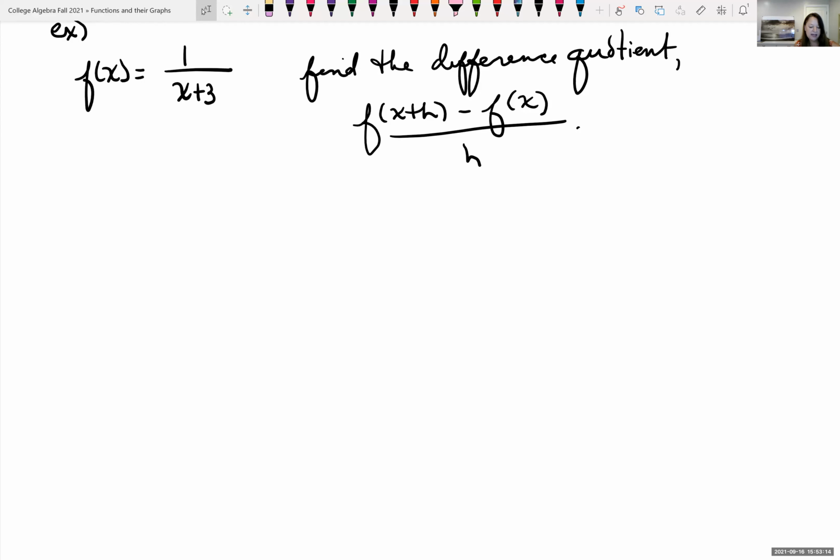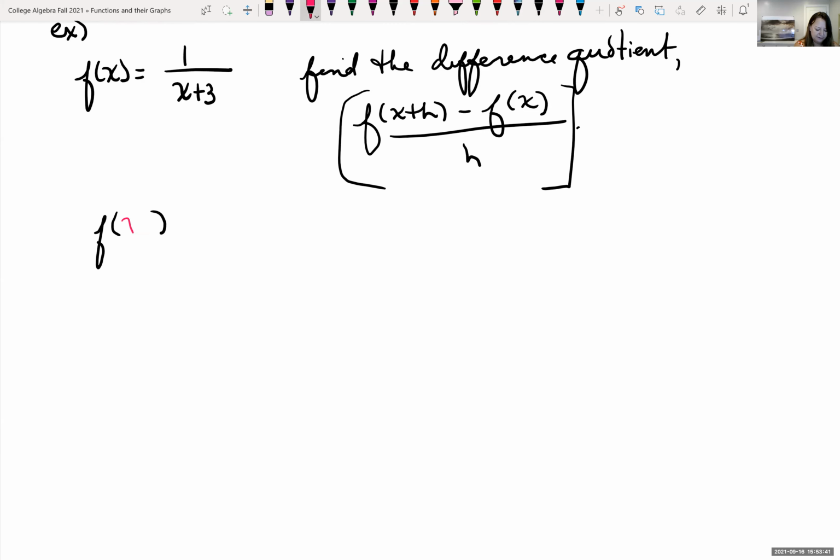So we're looking at f of x now is equal to 1 over x plus 3. The question asks us to find the difference quotient of f of x. And the difference quotient, if you forgot, is this rational expression, f of x plus h minus f of x, all over h. And if you want to break this down into pieces, that helps you at first.